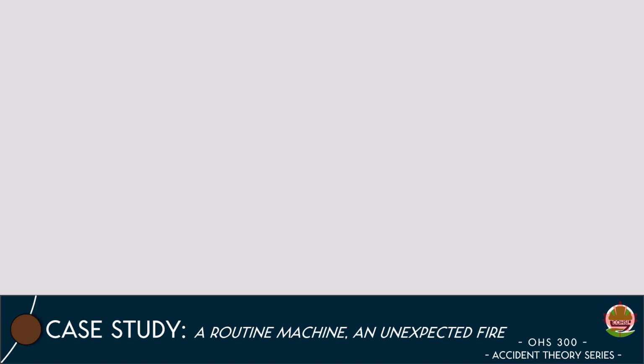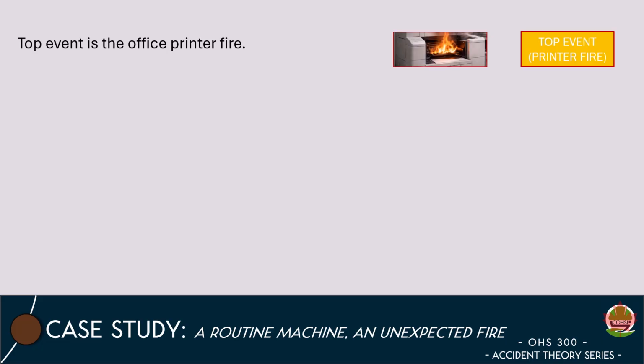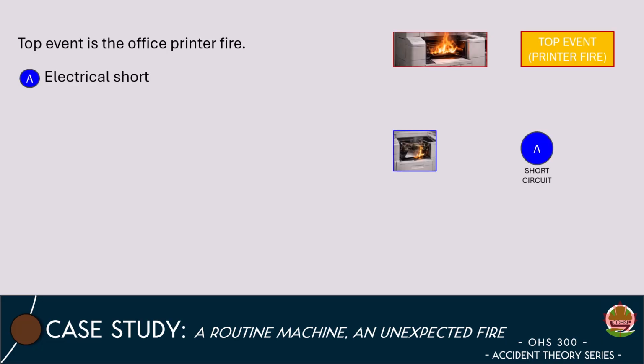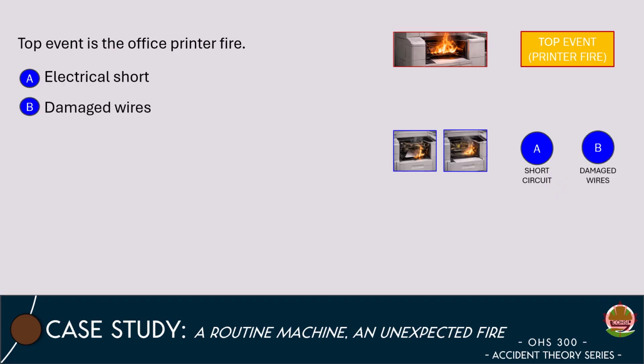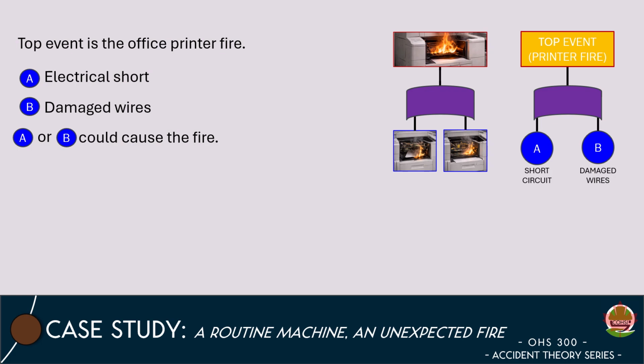Let's create a fault tree based on Cheyenne's experience in the office. We will begin with the top event, which is the printer fire. We know that if there were an electrical short inside the printer, which we will label as cause A, or if the internal wiring became damaged and melted, which we will label as cause B, a fire could occur. This means that either A or B alone could result in the printer fire.